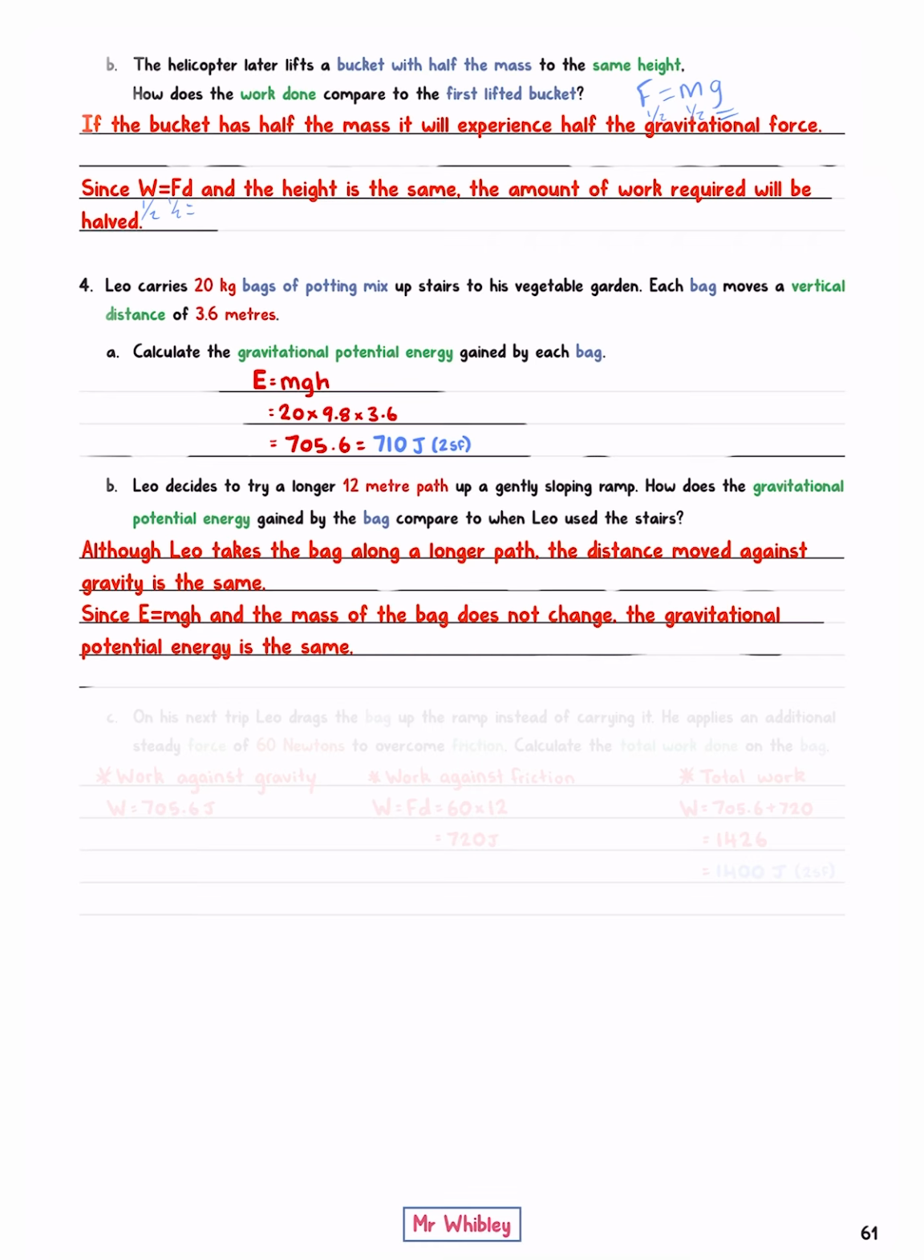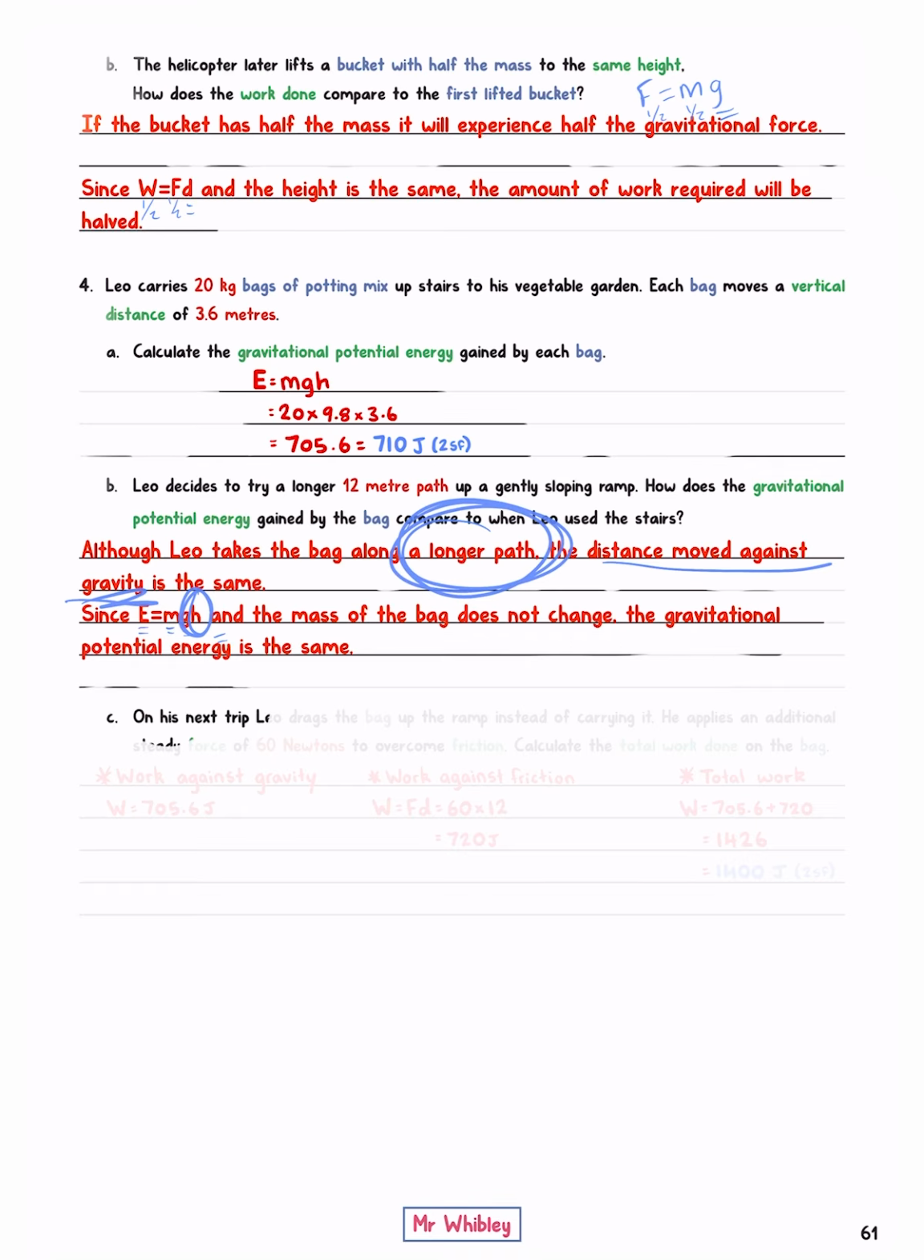the same. That is to say that if our mass is the same, and we know that our gravitational acceleration is constant, even though he's taken a longer path, our h here is purely the vertical distance, the distance moved against gravity. Because this is the same, that means that our gravitational potential energy must be the same.